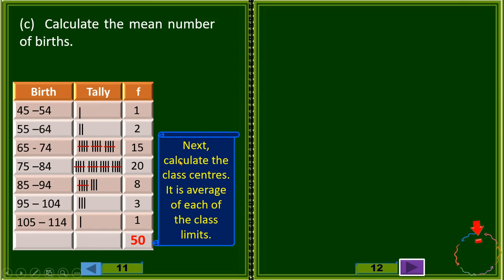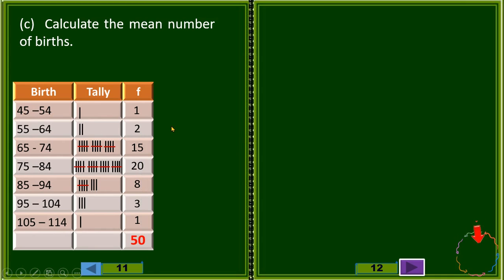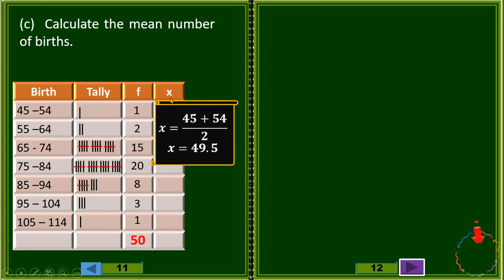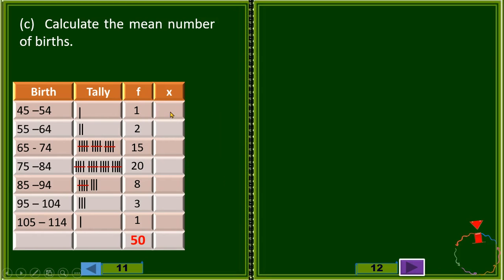So the next thing we need to do is to calculate the class centers. The class center is like the class representative. It is the average of the two class limits. The lower limit is 45. The upper limit is 54. The average of 45 and 54 will give us the class center. So we now draw the table for the class center. To get the class center, as I said, you add the lower class limit and the upper class limit. 45 plus 54 divided by 2 will give us 49.5. So the first class center is 49.5.